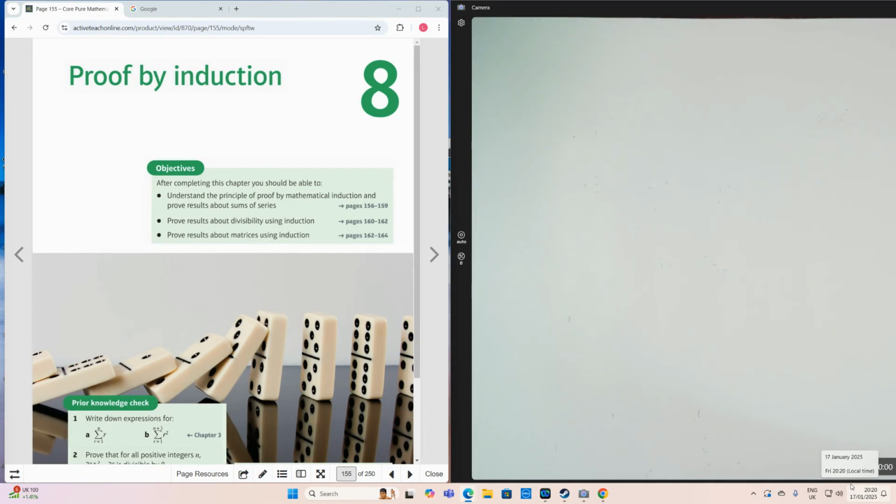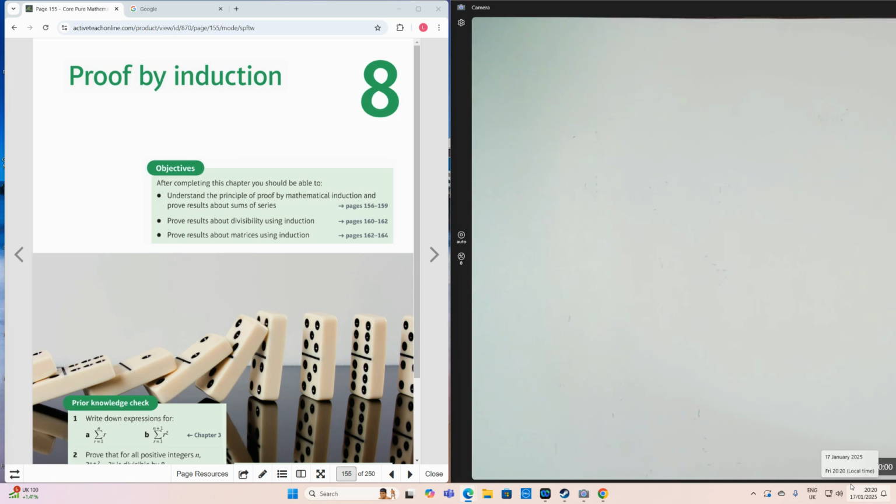An A-level further maths topic. I've picked this topic because it's one of those topics that has a lot of misconceptions, and students do find it quite tricky to pick up in the first instance. It's a very, very important idea in maths, and it's called proof. And in particular, it's called proof by induction.